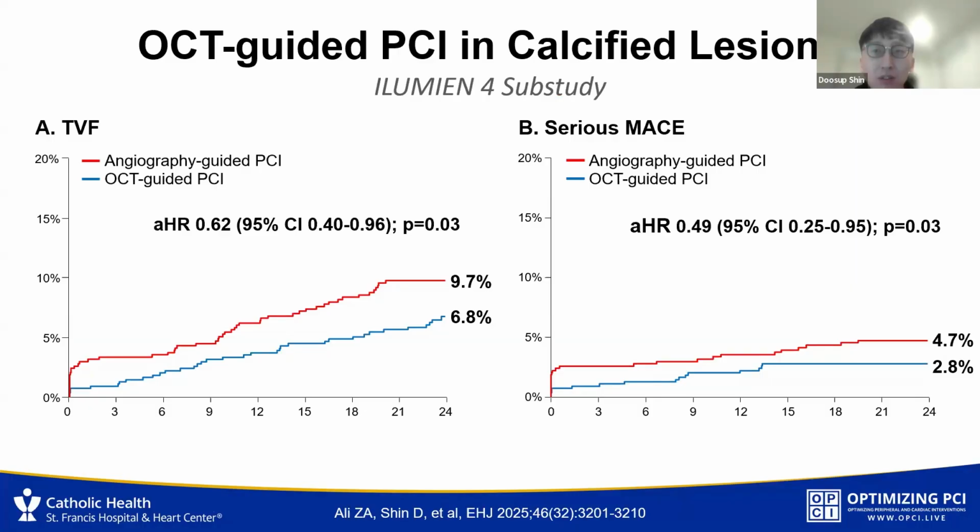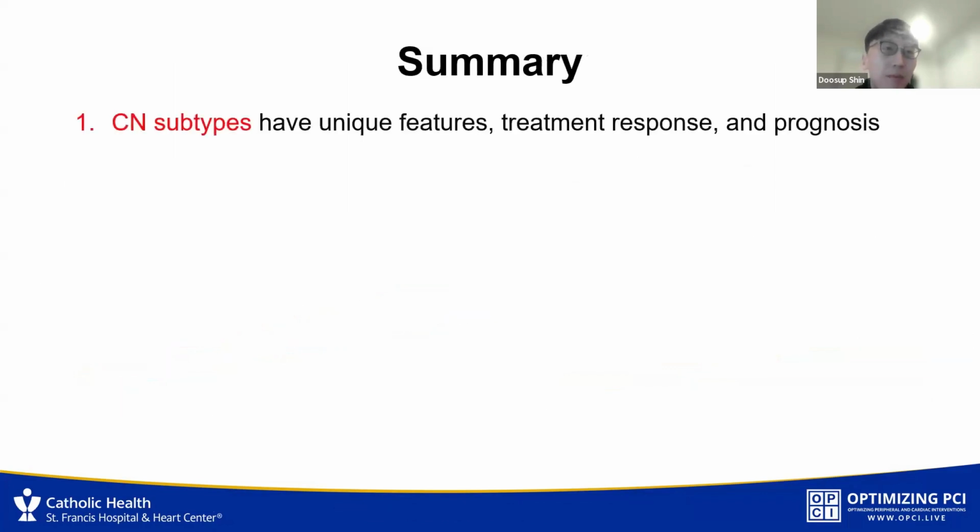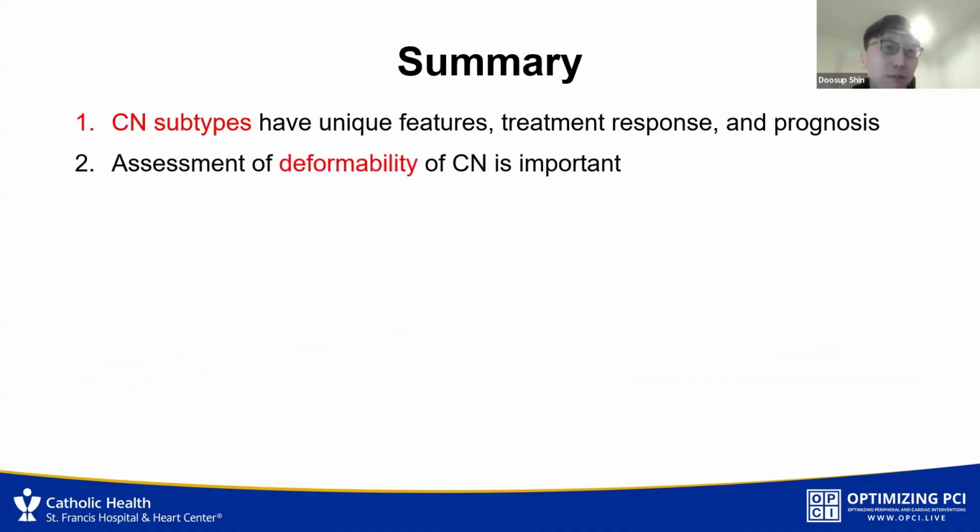Calcified lesions were a unique subgroup from the Illumien 4 trial, where intravascular imaging led to significant reduction of target vessel failure and serious MACE after PCI. So in summary, calcified nodule subtypes have unique features, treatment response, and prognosis. Assessment of deformability of calcified nodule is important.